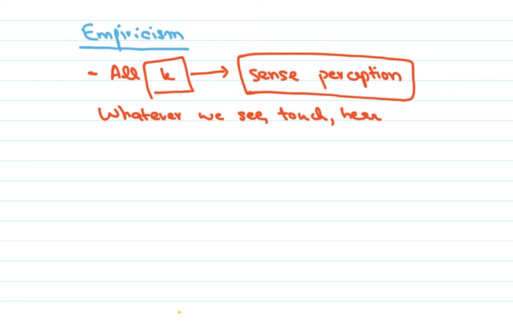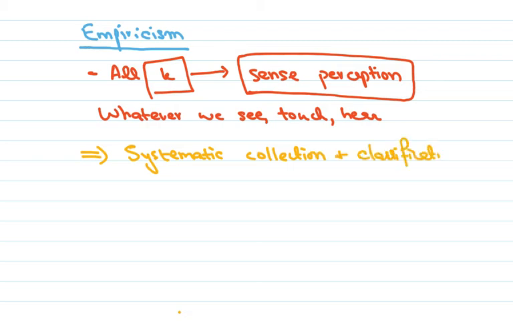Hence, if you were to put it in better words, what you're saying, if you're an empiricist, is that through the systematic collection plus classification of observations do you get to knowledge.